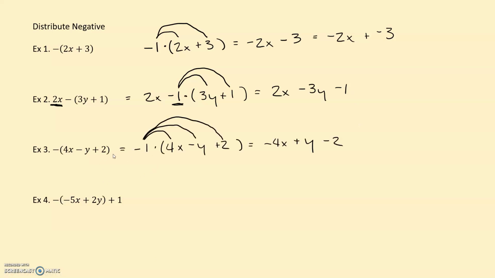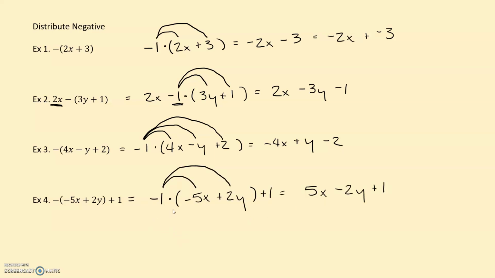All right, and the next one I already have written here. I changed this to -1 times this expression, and I drew in my distribution arrows. So -1 times 4x is -4x. -1 times -y is going to be a positive y. We want to be careful here. When we're distributing negatives, we can get lost in those minus signs. So make sure -1 times -y is a positive y, and then -1 times 2 is going to be -2.